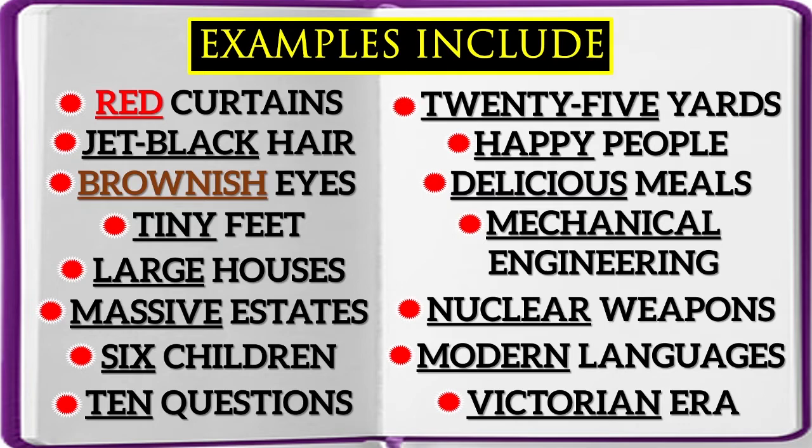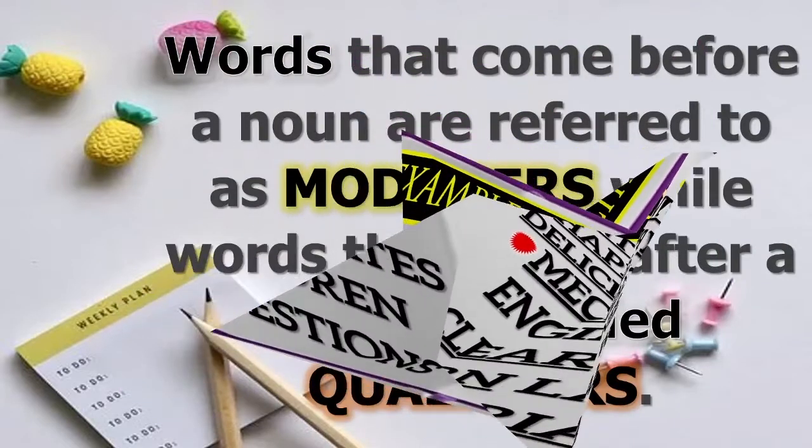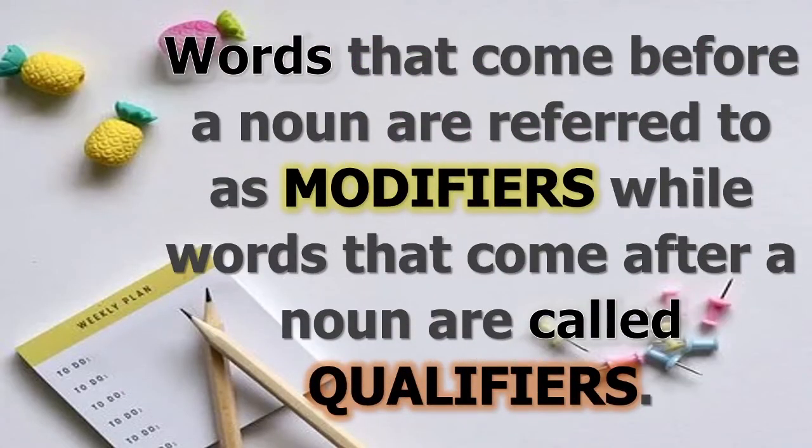Words that come before a noun are referred to as modifiers, while words that come after a noun are called qualifiers. Some people will say an adjective qualifies a noun. Yes, you are right. But more specifically, words that precede the noun are referred to as modifiers because they modify the noun. While some words come after the noun, those words are called qualifiers. So both modifiers and qualifiers are adjectives.